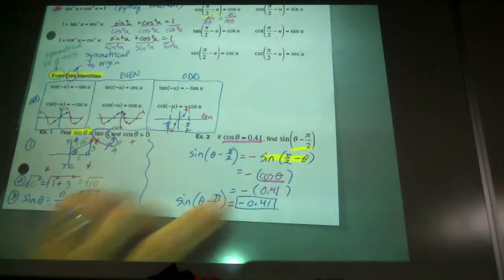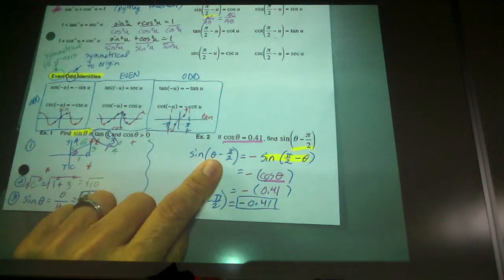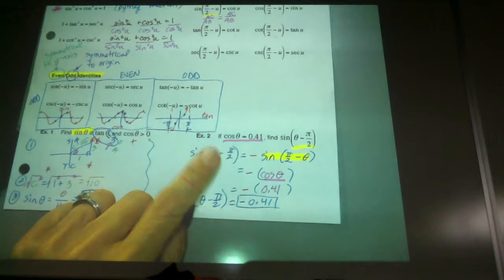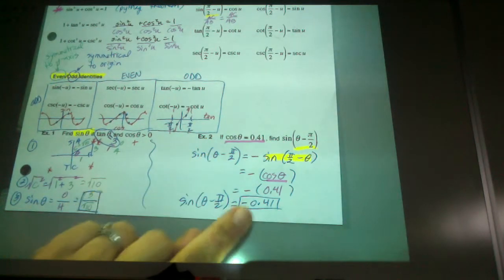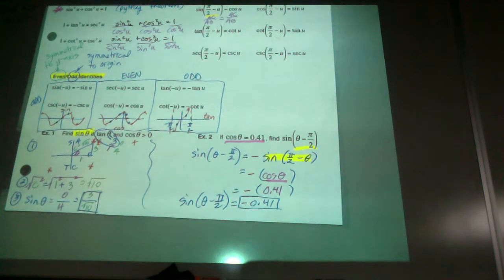So one of the biggest errors that you guys make on this side is that you view this as the same as that identity above. And so you would have replaced this with a cosine of theta and said that the answer was positive 0.41. So big note to yourself, don't do that. You have to make sure that they're identical. Pi over 2 has to be first in those parentheses, and it's got to be positive. Okay? So there's our first substitution of one of our identities.